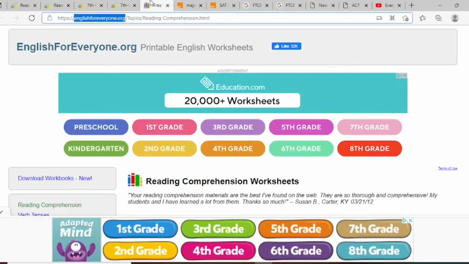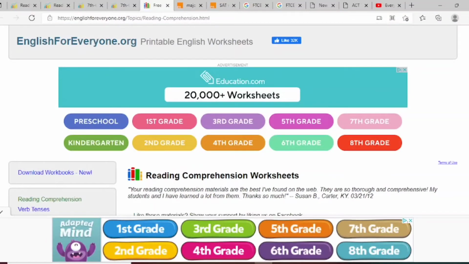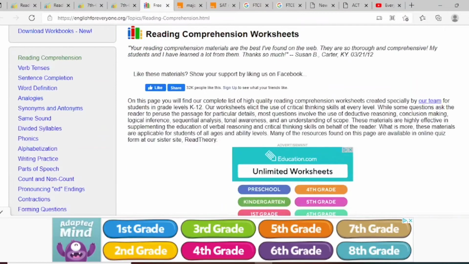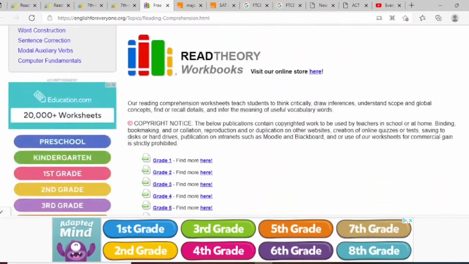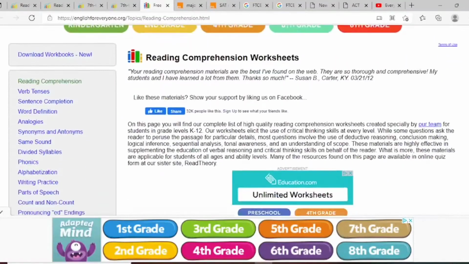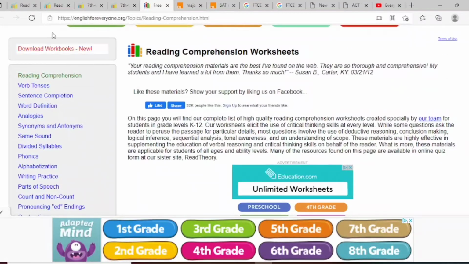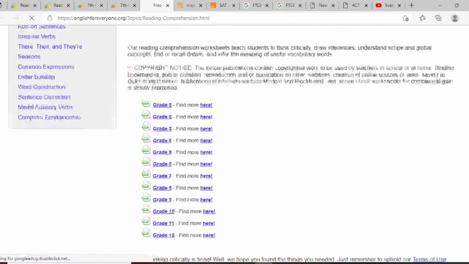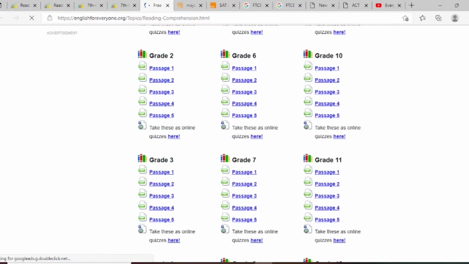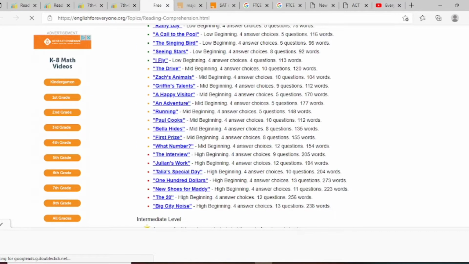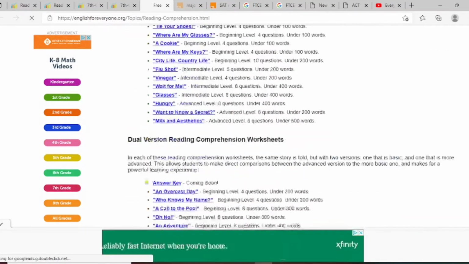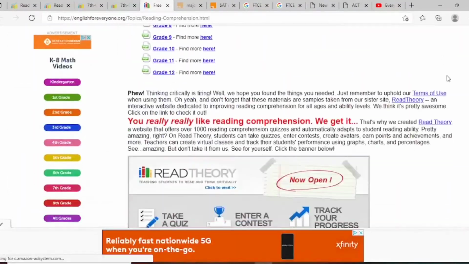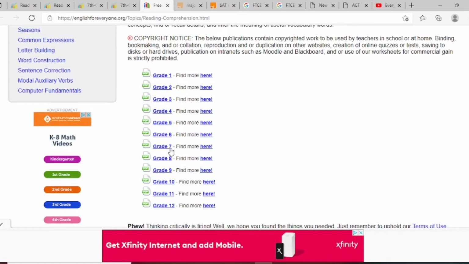Now for the second resource, it's called englishforeveryone.org. When you go on the website and type in englishforeveryone.org, you are going to see this. If you don't see this, you just go to the side and you click reading comprehension and you scroll right down. You're going to see plenty of practice passages, plenty of them.